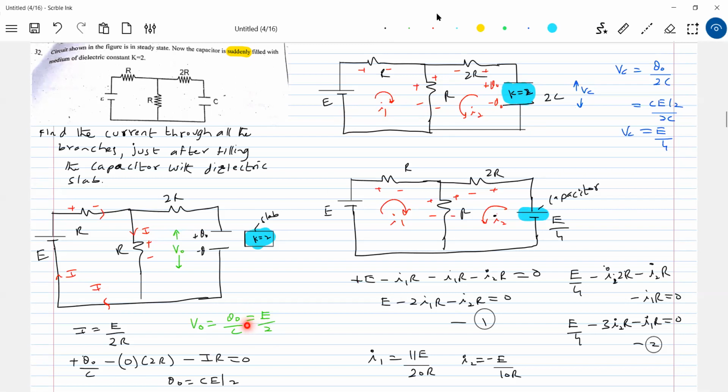So definitely what will happen to the charge in the capacitor? After filling up, it will try to increase further so that the drop is again equal to E by 2. So you can write at any instant of time Q naught plus Q, then write the loop equation, then solve it again.